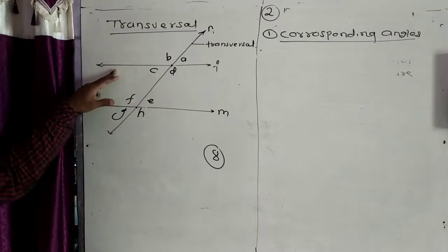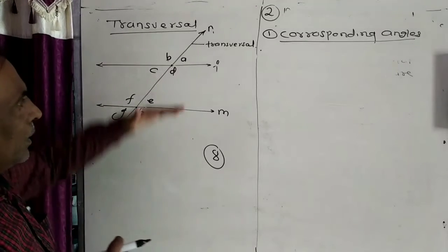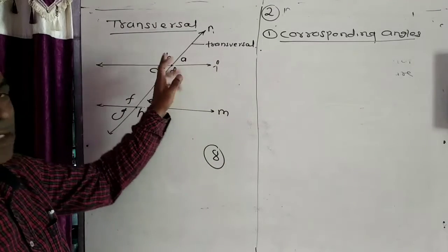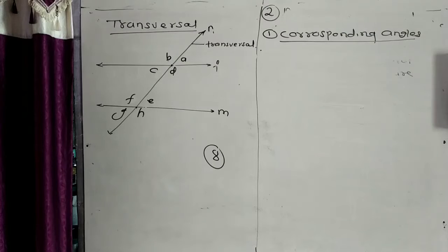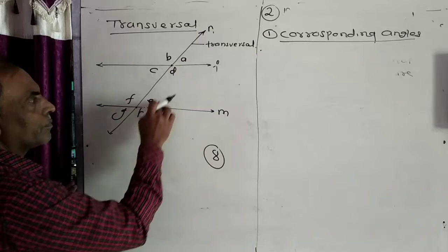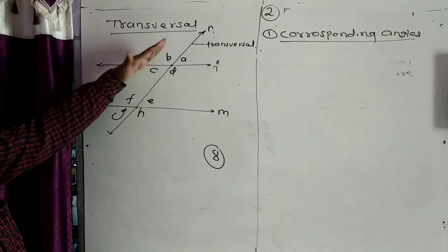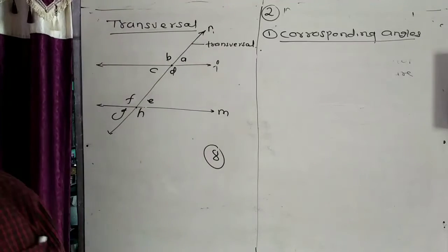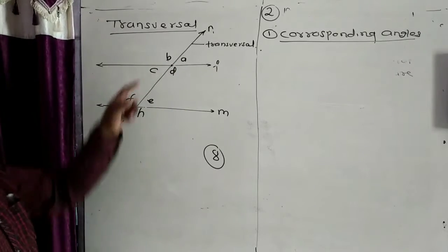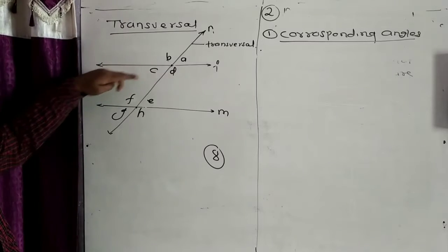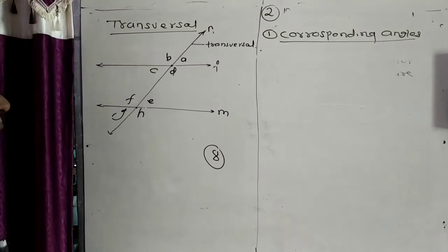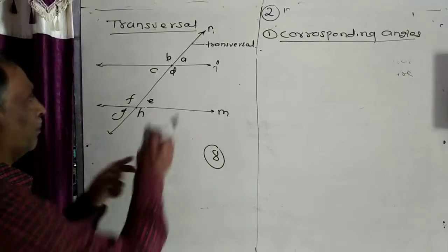So suppose in this figure, the angles which are on the same side of the lines and the same side of the transversal are called corresponding angles. So in the figure, angles A and E are on the same side of the transversal and the same side of these two lines, so they are called corresponding angles. Angle A and E, angle B and F, C and G, and D and H, these are the corresponding angles.